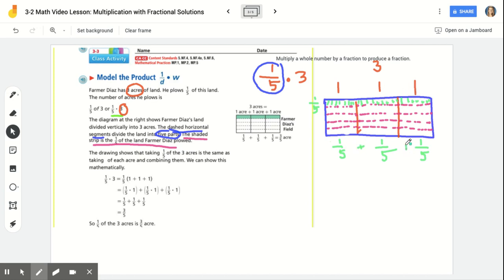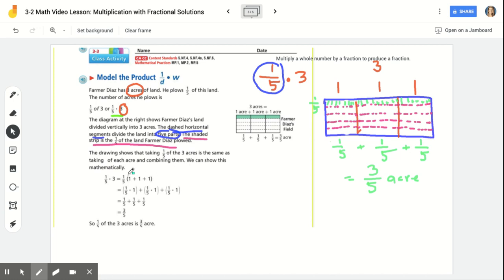I'm going to go back and add all these parts together, and remember, with adding fractions, they have to have the same denominator. Denominator is the same for all of these. Our denominator is, in fact, 5. And our numerators, we're just going to add across. 1 plus 1 plus 1 is equal to 3/5. And the unit that we're using here is acres of land.